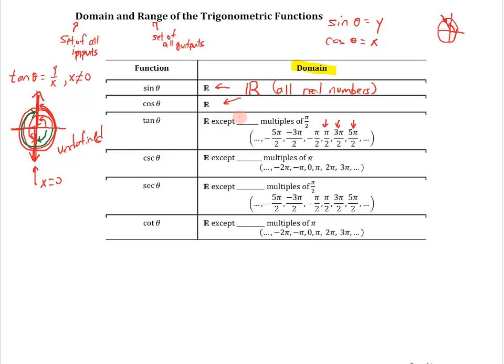What the result is, any odd multiple of pi over 2 is a problem for tangent. So the way that I would write that is the domain for tangent is all real numbers except any odd multiples of pi over 2.